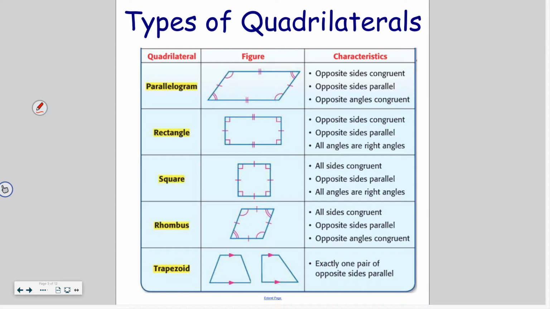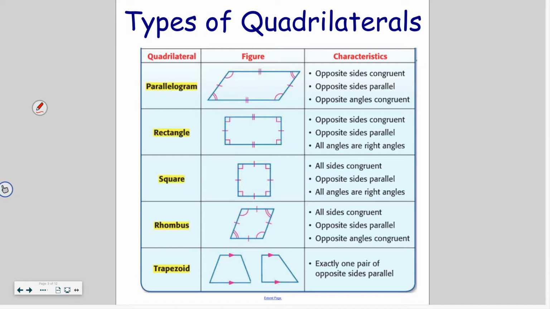Looking at a rectangle, we have some of the same qualifications. So those opposite sides are congruent, top and bottom, left and right. They are also parallel. The difference is that in a rectangle, all 4 of the angles are congruent, which means they are all right angles. Then we jump down to the square. All of our sides now are also congruent, as well as all of our angles. Top and bottom, left and right are still parallel.